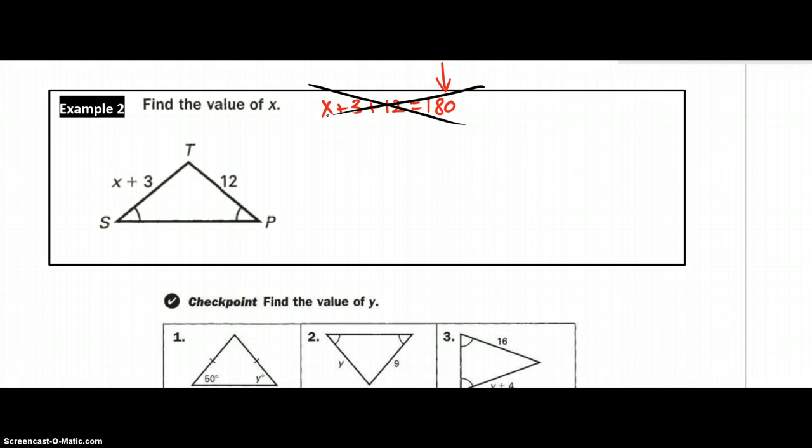I want that on your paper crossed out so you can see that that is not an option, because that mixes sides. This is angles. Those don't mix. So how do we fix the equation? What is the equation going to be?